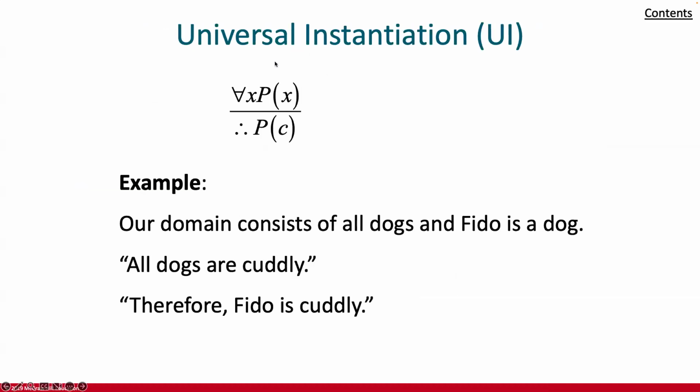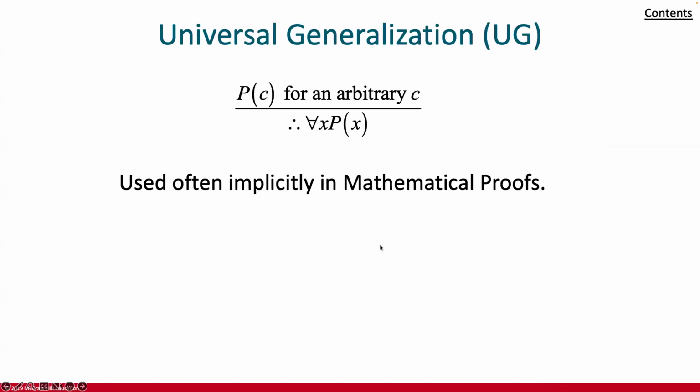So here we have a universal instantiation. And so for an example, our domain consists of all dogs and Fido is a dog. All dogs are cuddly, therefore Fido is cuddly. And so we can get a chance to see how that would work. We have a universal generalization. This is used often implicitly in mathematical proofs, and so you may want to be thinking about that.